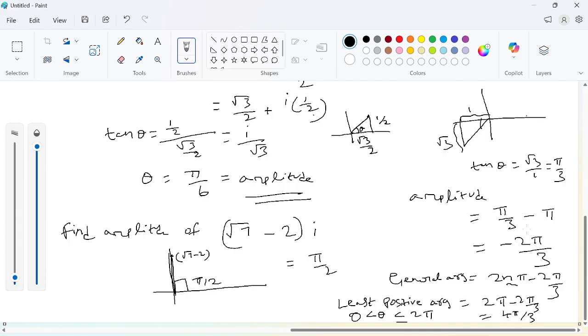So in the next session, we'll be seeing the different forms of complex numbers.